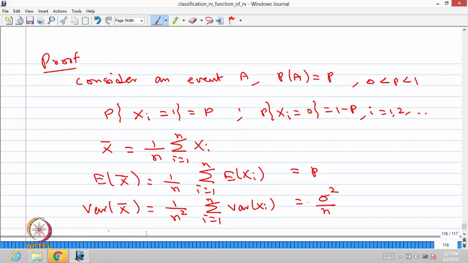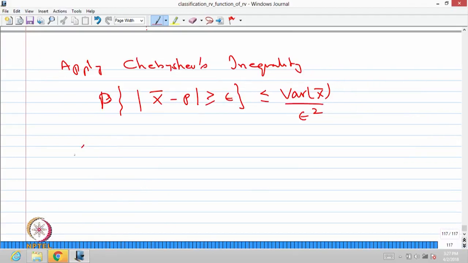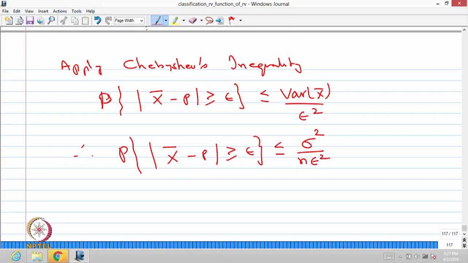Just now we got that the variance of x bar is sigma square by n, therefore the probability of the absolute value of x bar minus p being greater than or equal to epsilon is less than or equal to sigma square by n epsilon square. That means the tail probability of x bar minus p has the upper bound sigma square by n epsilon square, or we can write that the probability of x bar minus p being less than epsilon has the lower bound 1 minus sigma square by n epsilon square.